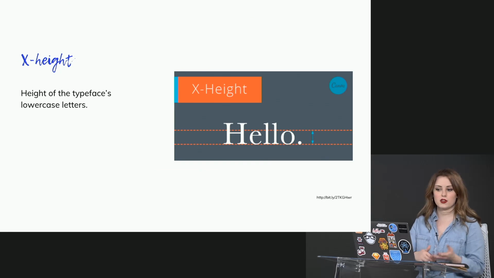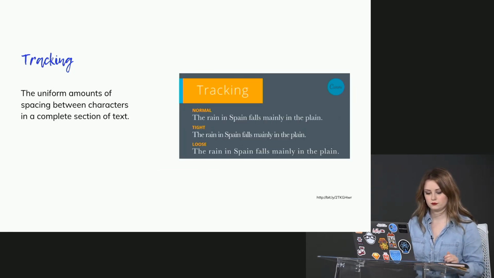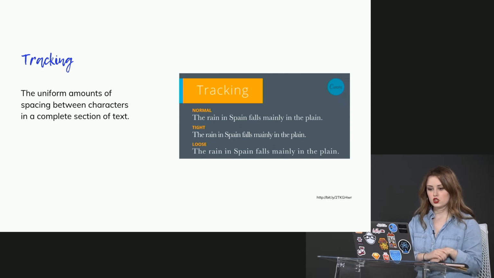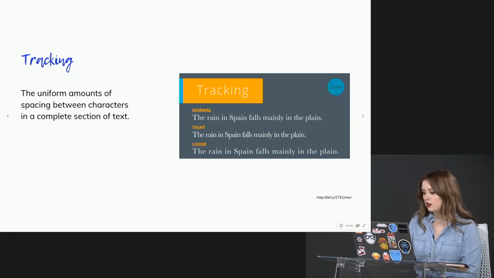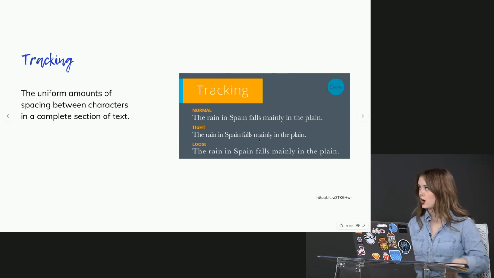The X height is just going to be the height of the typeface's lowercase letters. Tracking is actually the uniform amounts of spacing between characters. So you can see here we've got some normal tracking, and we've got some tight tracking that reduces the letter spacing, and we've got looser tracking.